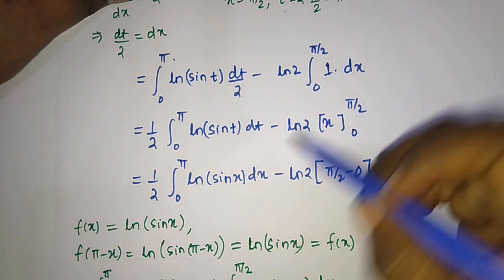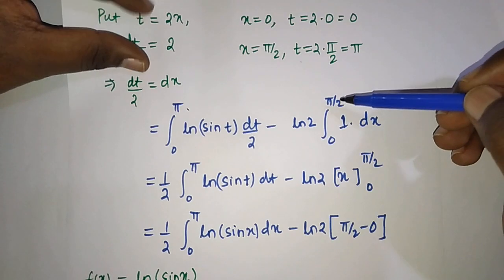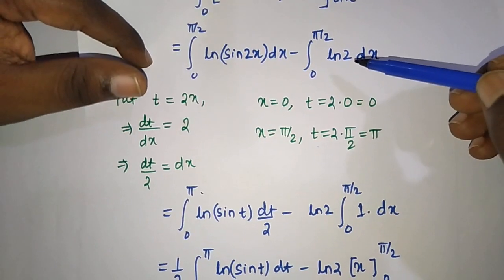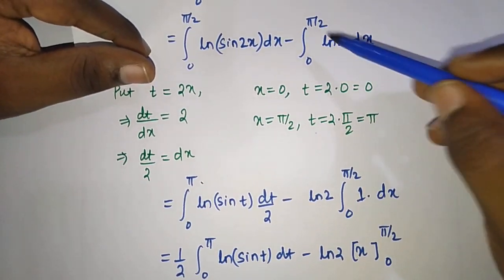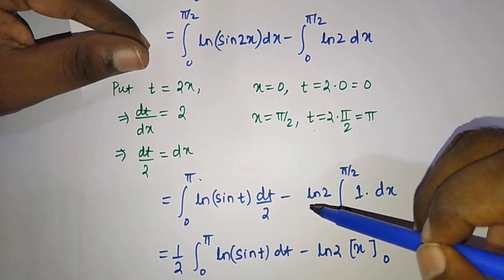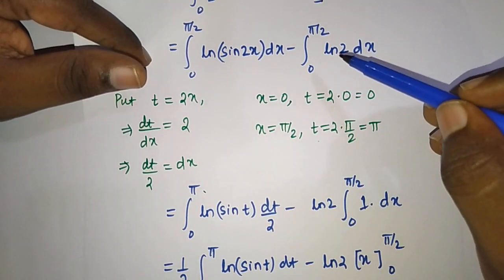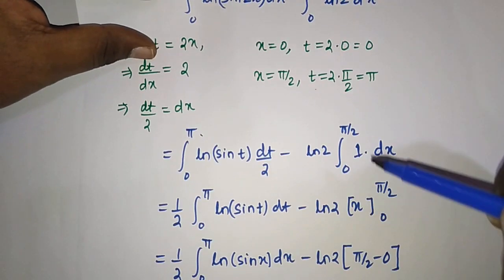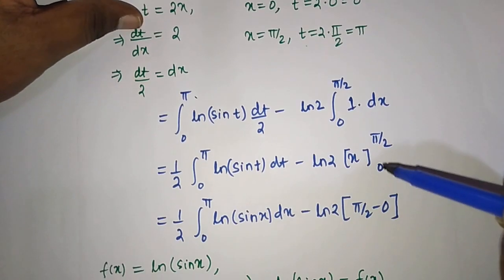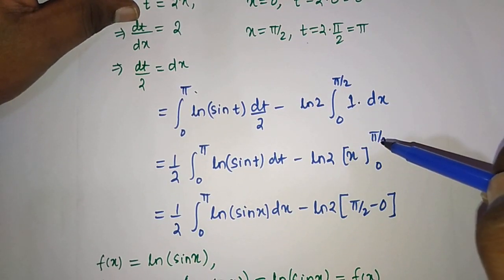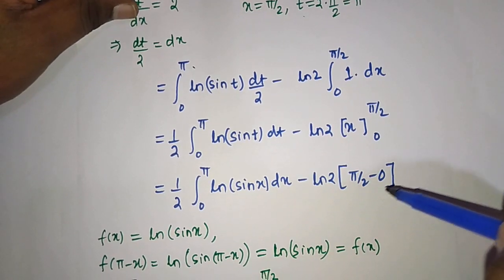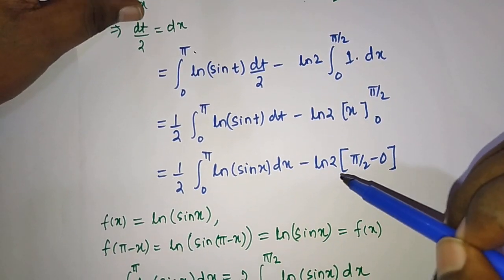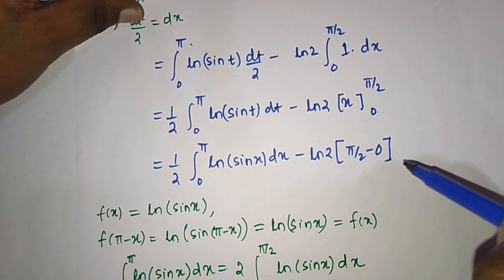Okay, and in the right hand side you can see what I have done. ln 2 is a constant term, so I have taken this ln 2 term to the outside. After taking this ln 2 term to the outside, only 1 will remain, and integration of 1 is x, and you can put its upper limit and lower limit, it will become pi by 2 minus 0, so minus ln 2 into pi by 2 minus 0.